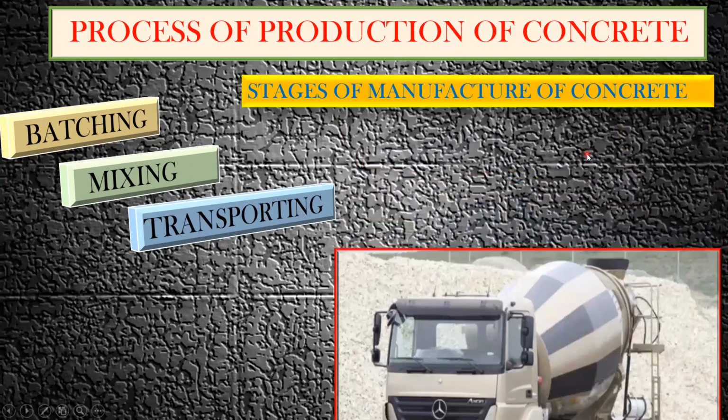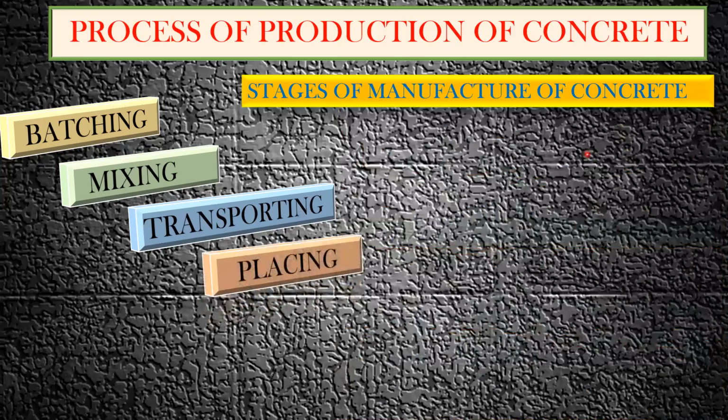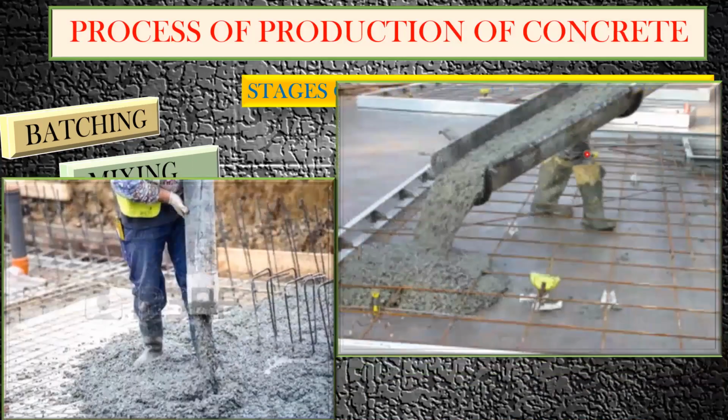The next one is placing. Once you bring the concrete, you have to place it, be it in the foundation, the column, the slab, whatever structural element you're using it for. Look here, they're placing the concrete with the help of concrete pumps and a chute; we have seen what a chute is in the previous lecture. They're placing the concrete, right? So this is the fourth process.